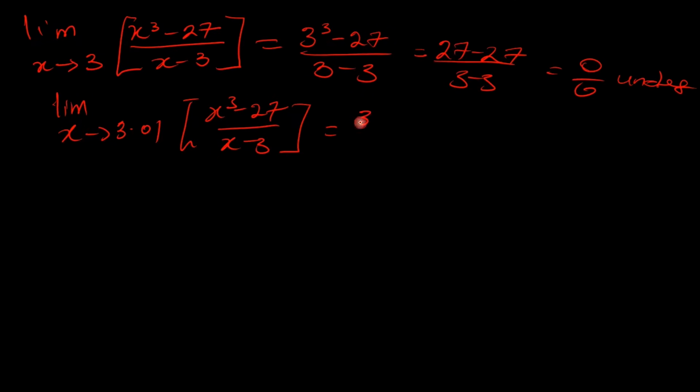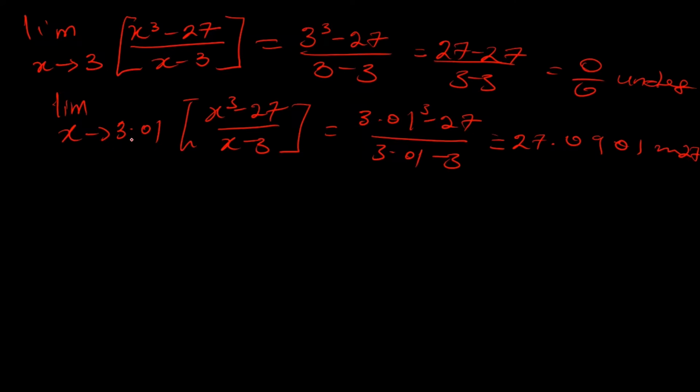So let's do the evaluation and see: 3.01 cubed minus 27 all over 3.01 minus 3. This will give us something like 27.0901, which is approximately equal to 27. So it's obvious that limit as x approaches 3 of this function is this. But if you were to use the direct substitution, you would have gotten undefined, which is not the case.